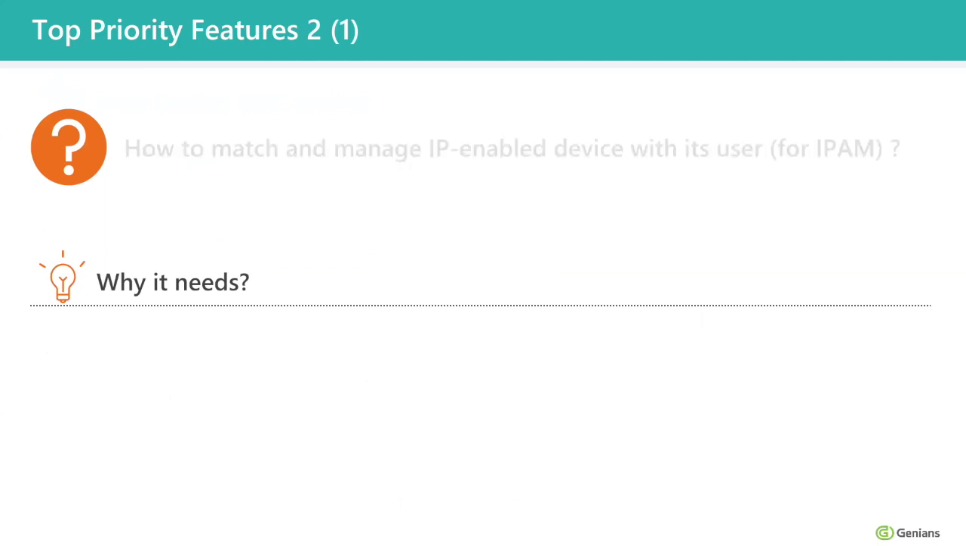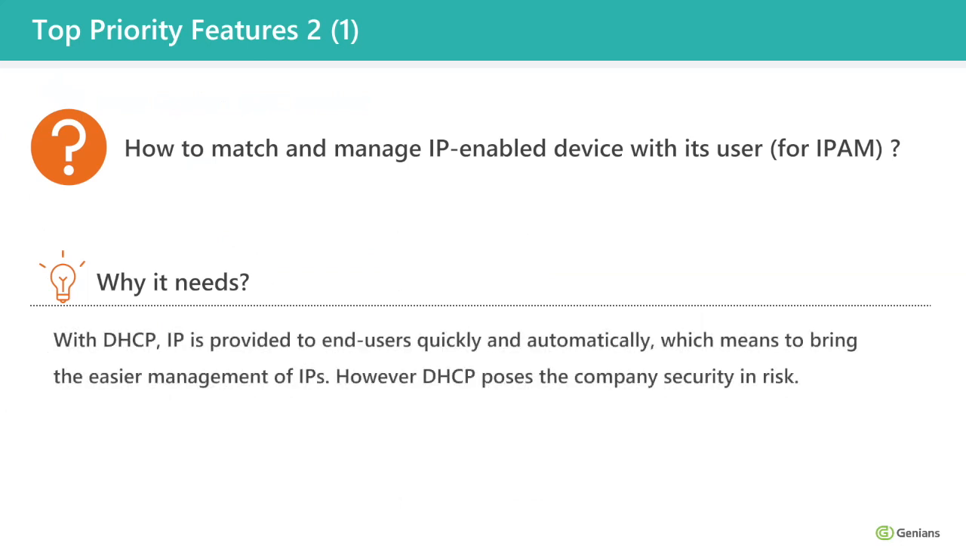The question is, how to match and manage IP-enabled devices with the user, IPAM. I have found that many companies in the APAC are still using DHCP to allocate IP automatically. I agree that IP by DHCP is allocated to the user very quickly and automatically. So it is very simple and easy for the IT manager. However, it puts the company's security at risk.